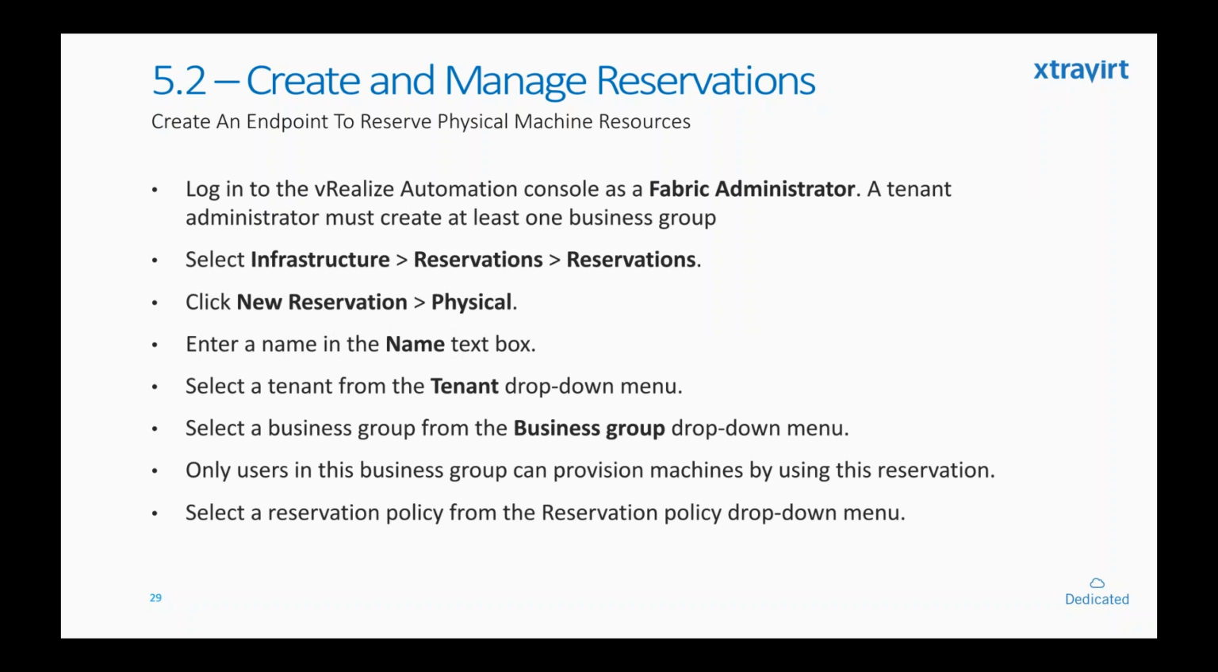Enter a name in the name text box, select a tenant, select a business group. Now, only users in this business group can provision machines using this reservation. And then, if needed, select a reservation policy from the reservation policy drop-down menu.